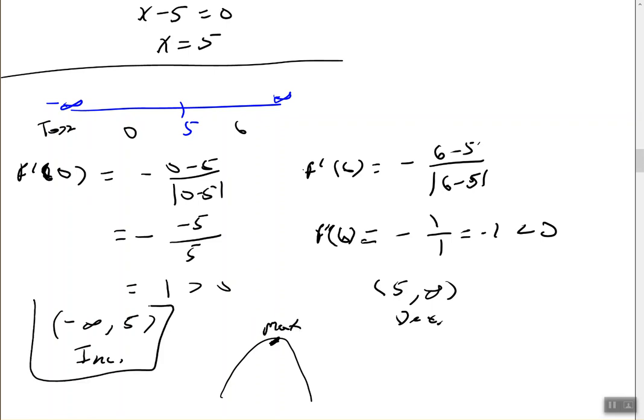And you're more than welcome to plug that original function into Desmos and see how these functions are increasing and decreasing, because looking at these graphically helps out.